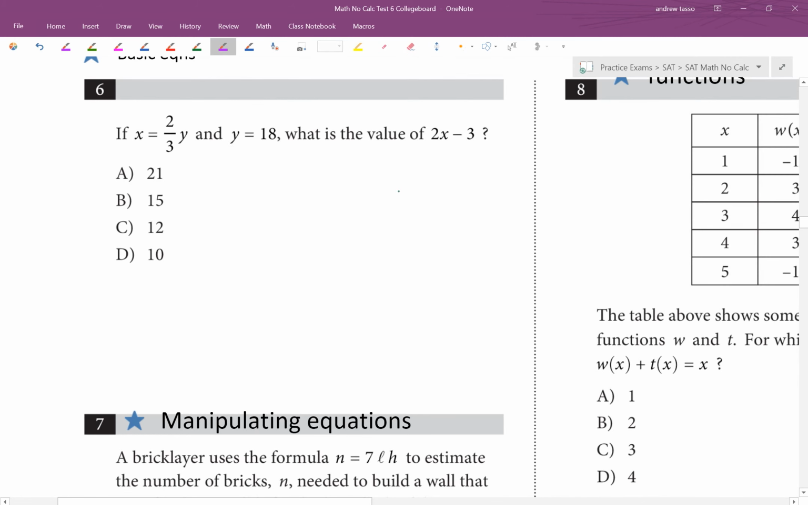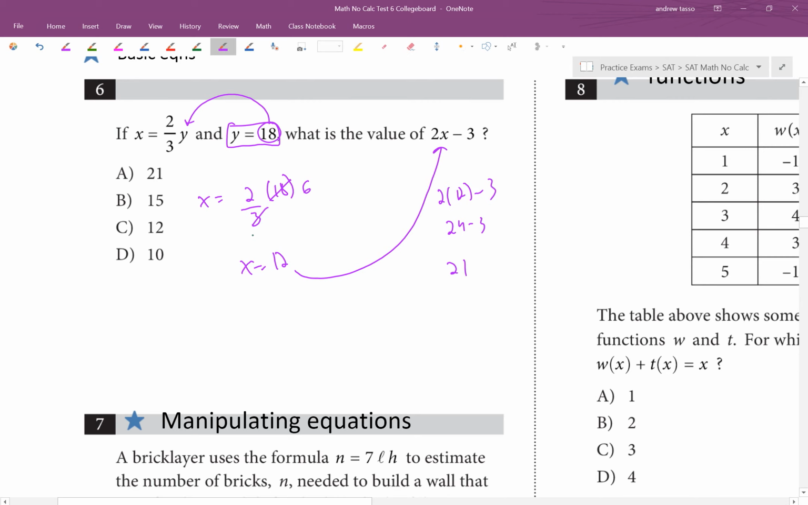So for this one, we have y is equal to 18, so we could just take the 18 and plug it in for y. Okay, so x equals 2/3 times 18. 18 over 3 is equal to 6. 6 times 2 is 12. So once we have x, we can plug it in here. 2 times 12 is 24, so that makes 21.